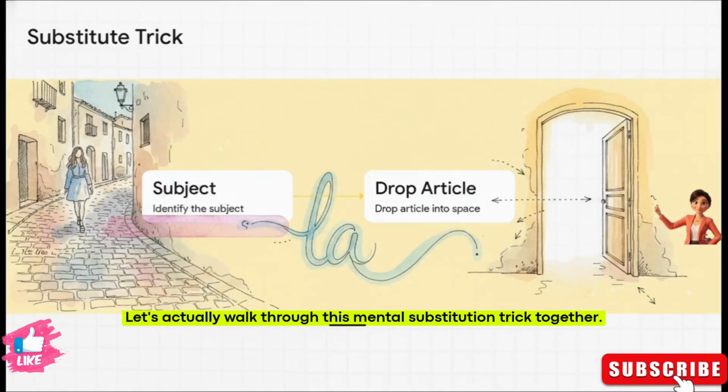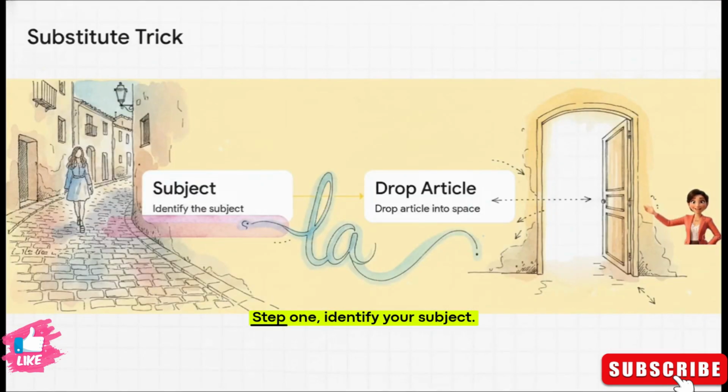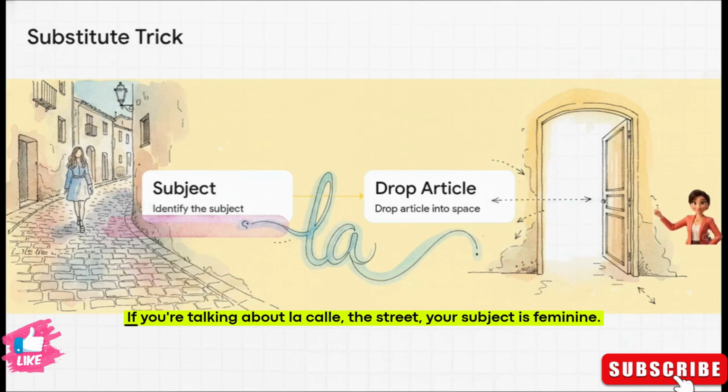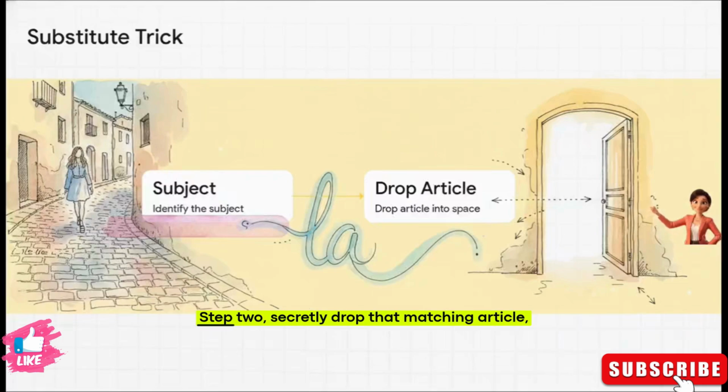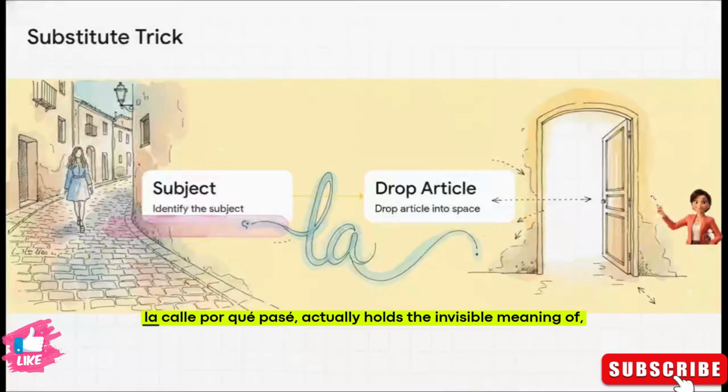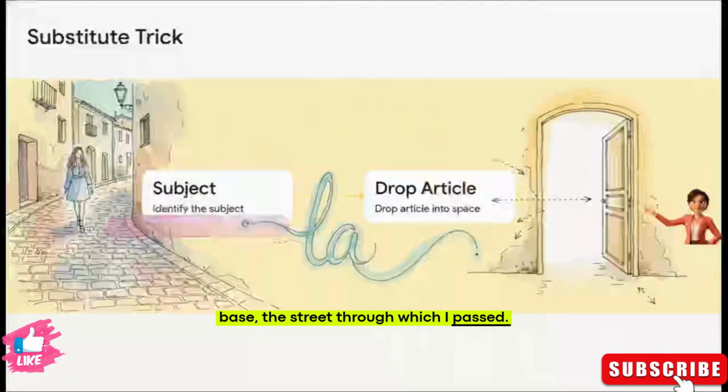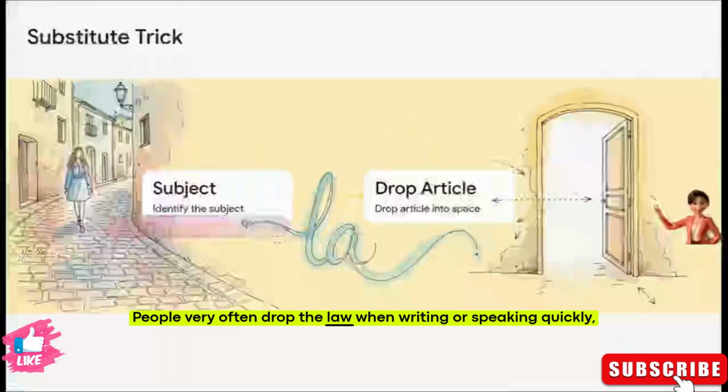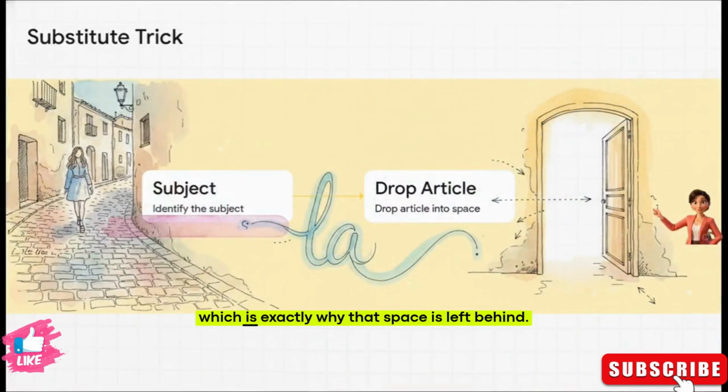Let's actually walk through this mental substitution trick together. Step 1. Identify your subject. If you're talking about la calle, the street, your subject is feminine. Step 2. Secretly drop that matching article, la, right into that empty space. So the phrase la calle porque pasé actually holds the invisible meaning of la calle por la que pasé, the street through which I passed. People very often drop the la when writing or speaking quickly, which is exactly why that space is left behind. It's essentially holding the door open for that hidden article.